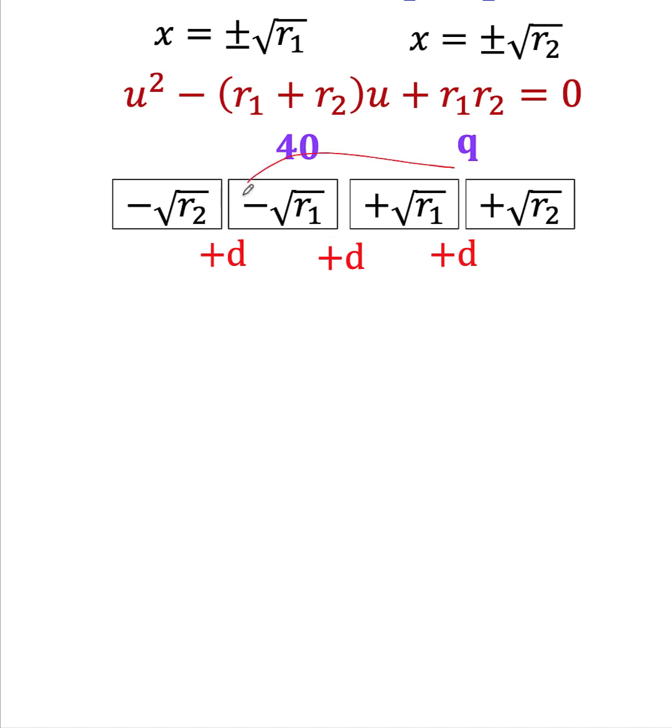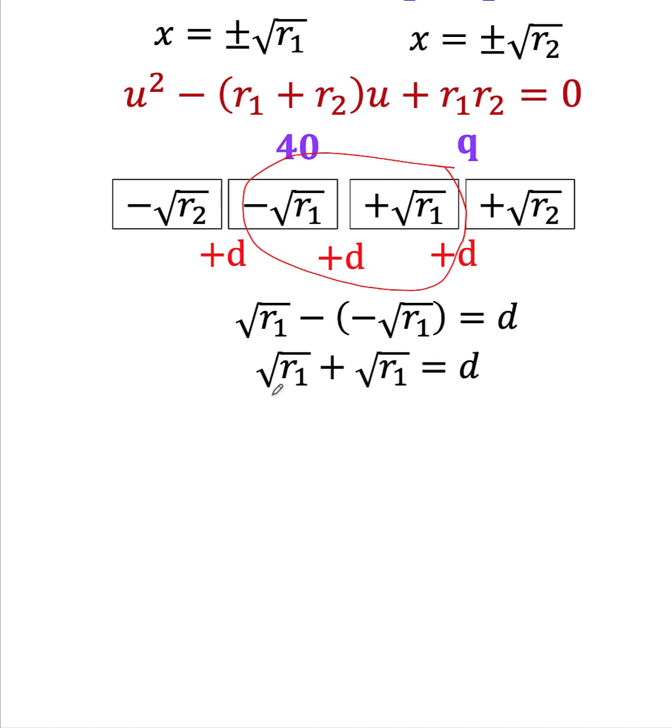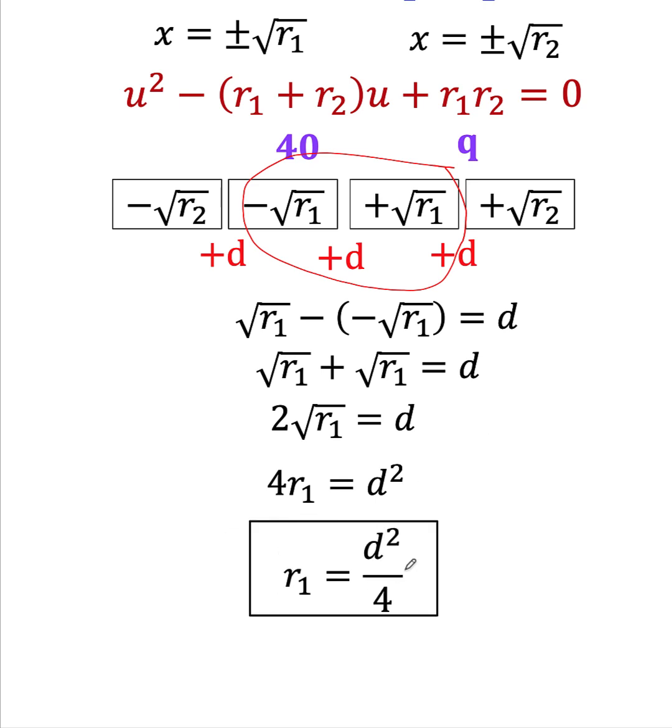Let's consider first the second and the third terms. Since there's a constant difference between these two successive terms, we can now write this equation. The positive square root of r sub 1 minus the negative of the square root of r sub 1 is equal to the constant difference d. Here minus and minus gives us plus. Square root of r sub 1 plus square root of r sub 1 is 2 square root of r sub 1, that is equal to d. Square both sides to get 4 times r sub 1 equals d squared. And solving now for r sub 1 is d squared over 4. And let's remember this result.